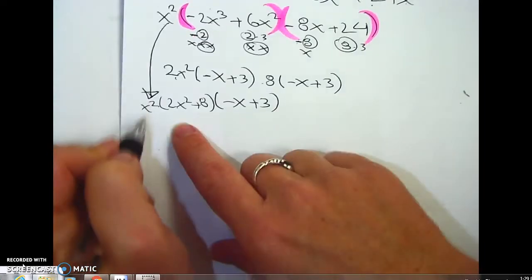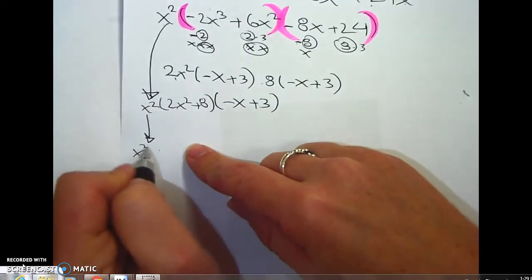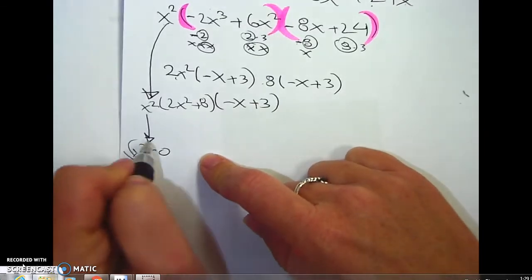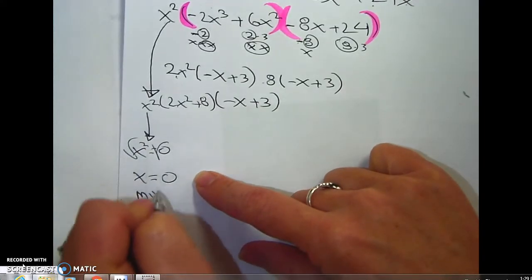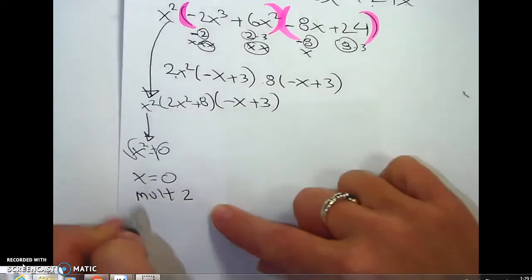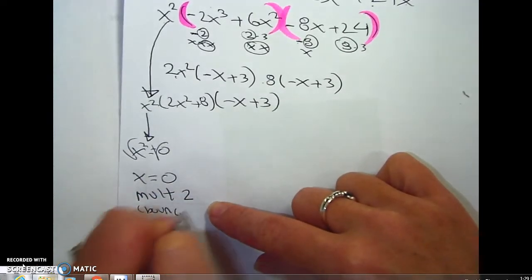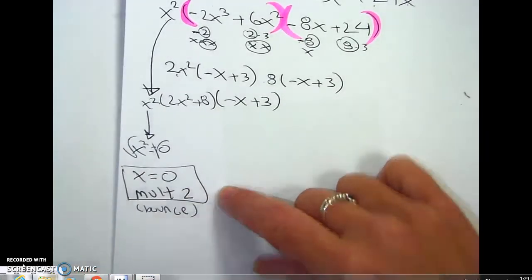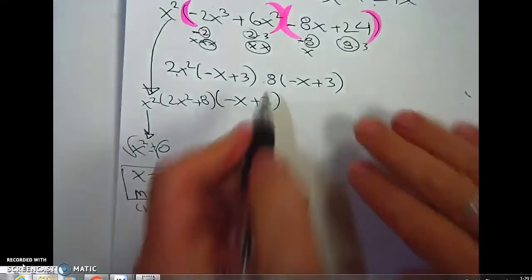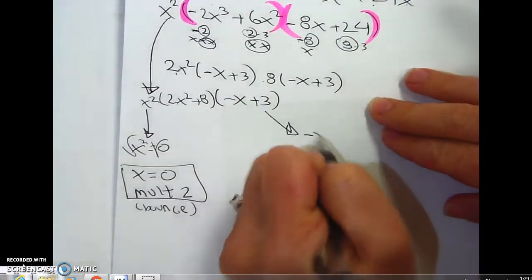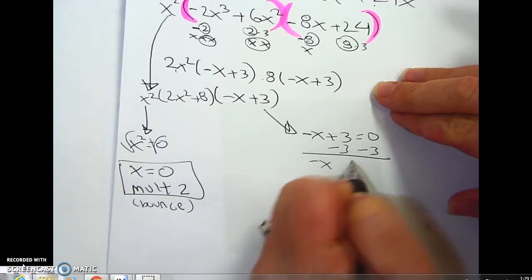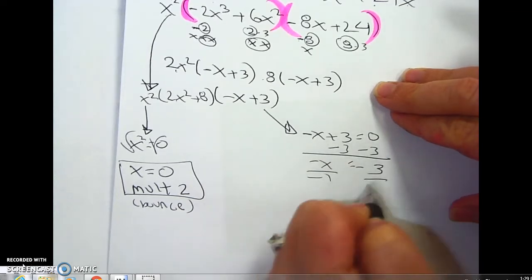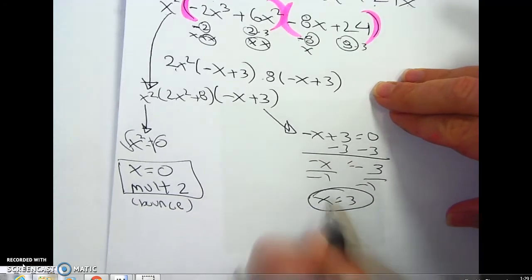The great thing is, I can solve this one right now, because if I set x squared equal to 0, even if I square root, my x equals 0, but there are 2 of them, multiplicity 2, because that's my bounce. So that's part of my answer. The bounce is just bonus. This one I can solve because it's just left with an x. Minus 3, negative x equals negative 3, divide by negative 1, x equals 3.